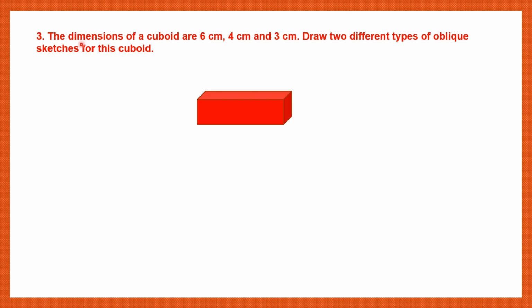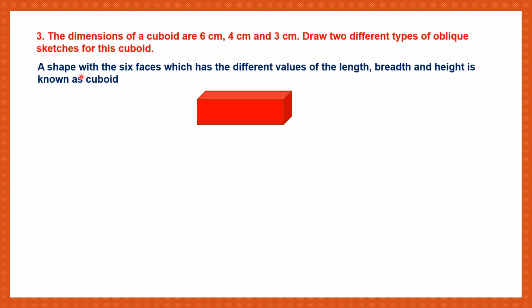Question 3. The dimensions of a cuboid are 6 centimeters, 4 centimeters and 3 centimeters. Draw two different types of oblique sketches for this cuboid. Okay, so here we have a cuboid, and what is a cuboid? It is a shape or a solid. It's a solid with 6 faces.